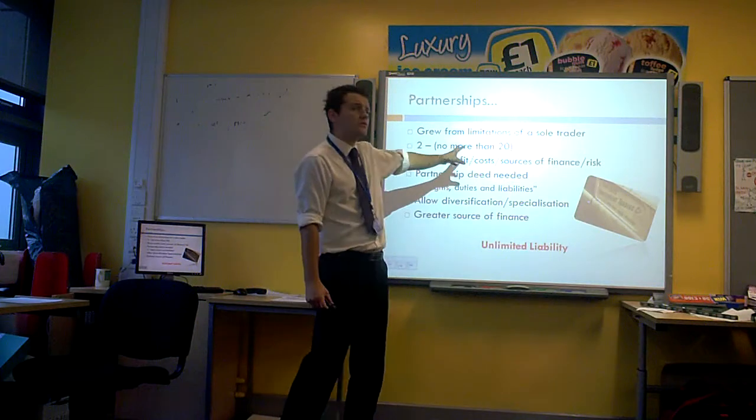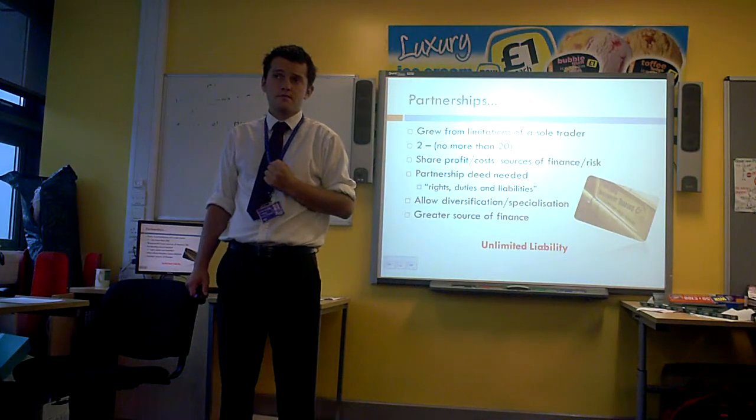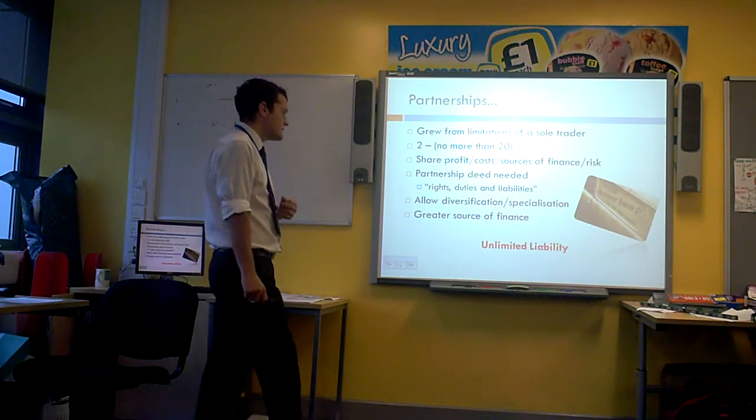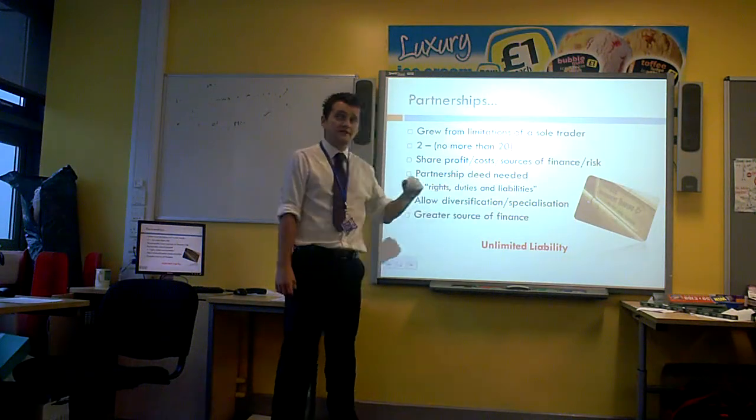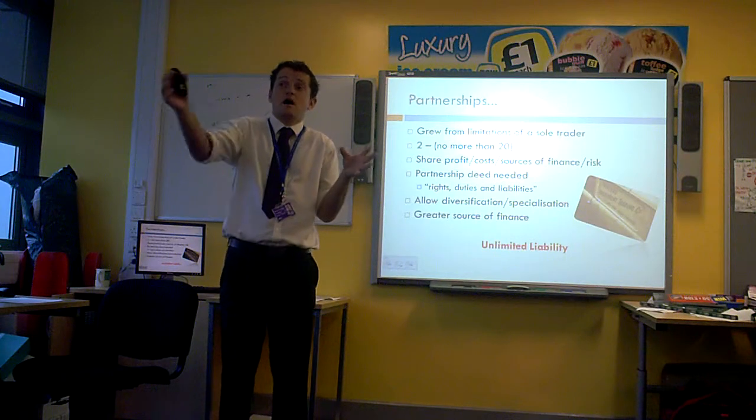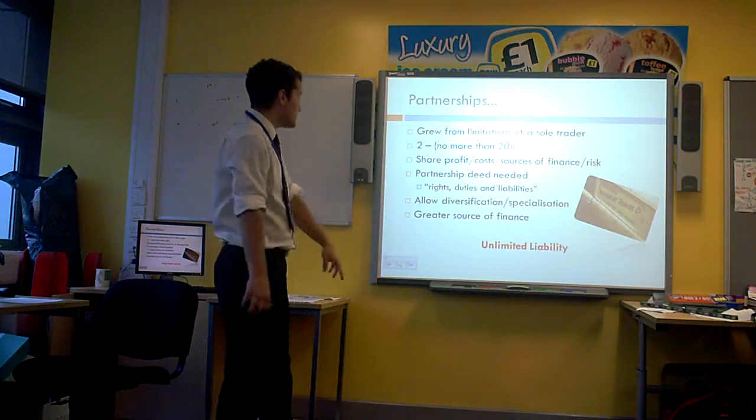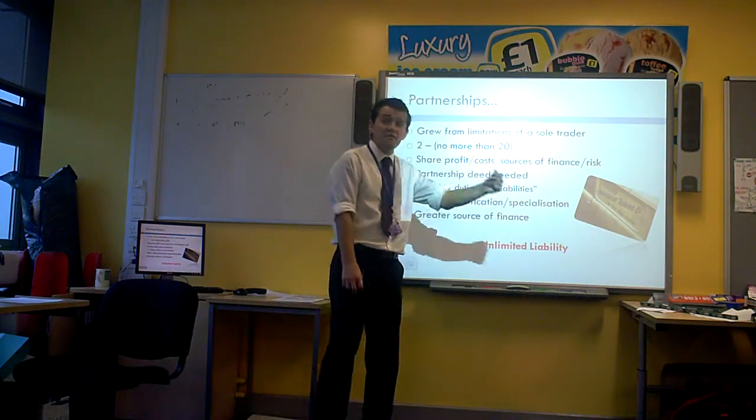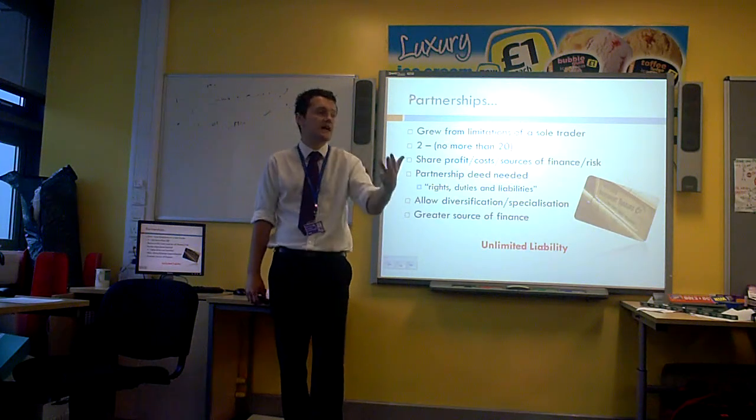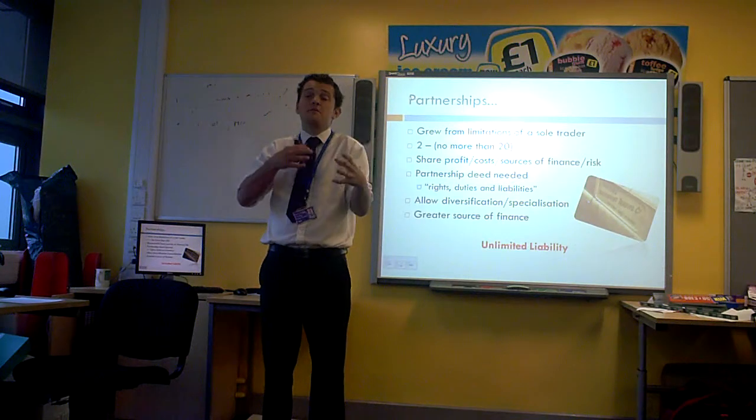It's 2 to no more than 20. You can't have more than 20 people in a legal partnership. If you have more than that, you need to become a company. You need to become an LTD. What this does is give you a much, much greater source of finance, because you've got up to 20 people's asking and borrowing power, not just one. And obviously, if you've got 20 people, you can have your marketing specialist, your production specialist, your research analyst, your business analyst. You can have a specialist in each area, so you work together to be a much more well-oiled machine.